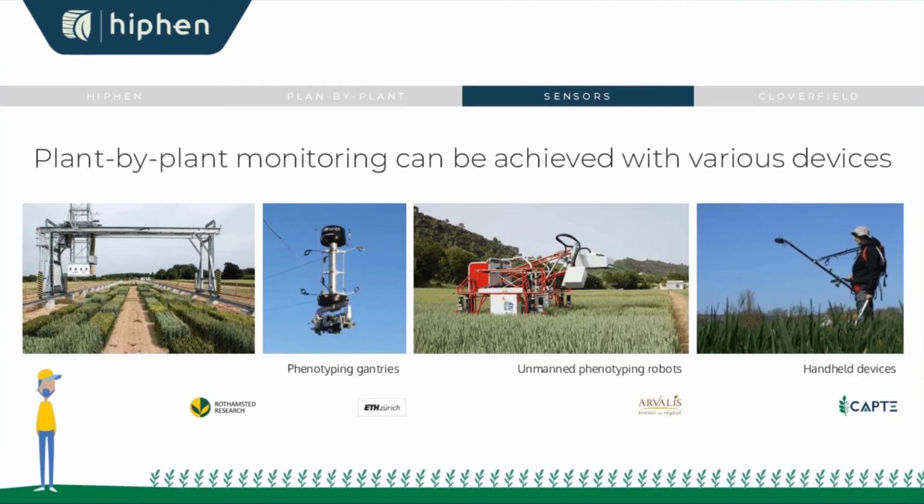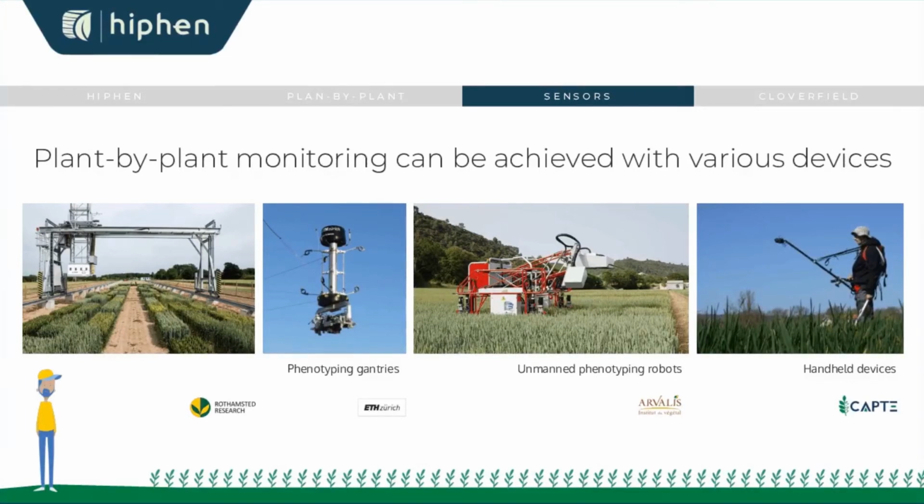So we have gantries on the left, which are systems that can provide us with very high resolution images that can effectively do the job. The same applies to the Phenomobile, which is in the middle of the slide here. The red robot you see in the middle of the microplot is a Phenomobile, an unmanned robot that covers each microplot without human intervention, and can also give us very high resolution images, and we can do a lot of fantastic things with this type of device.